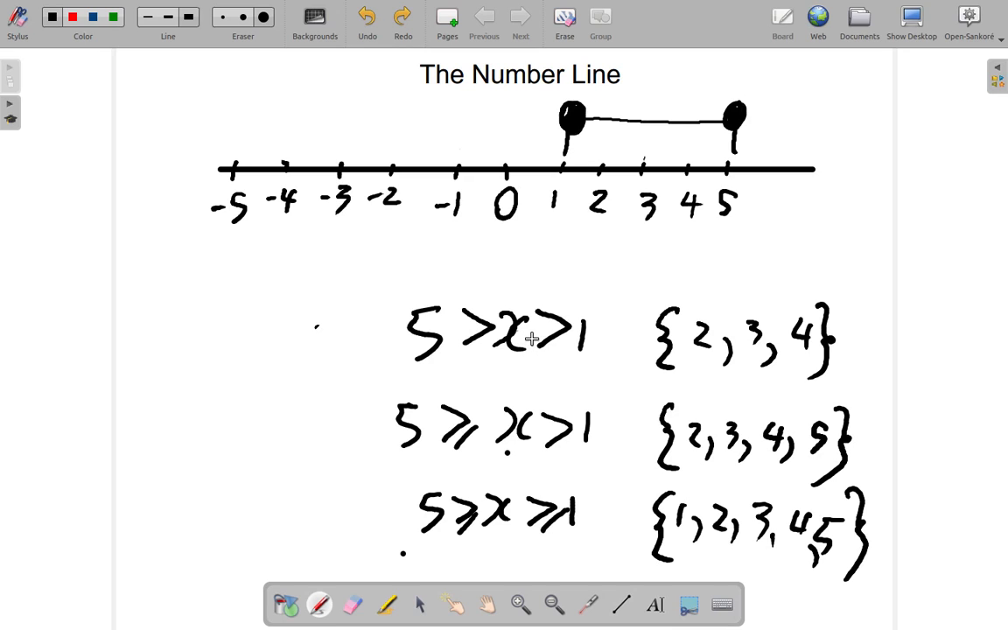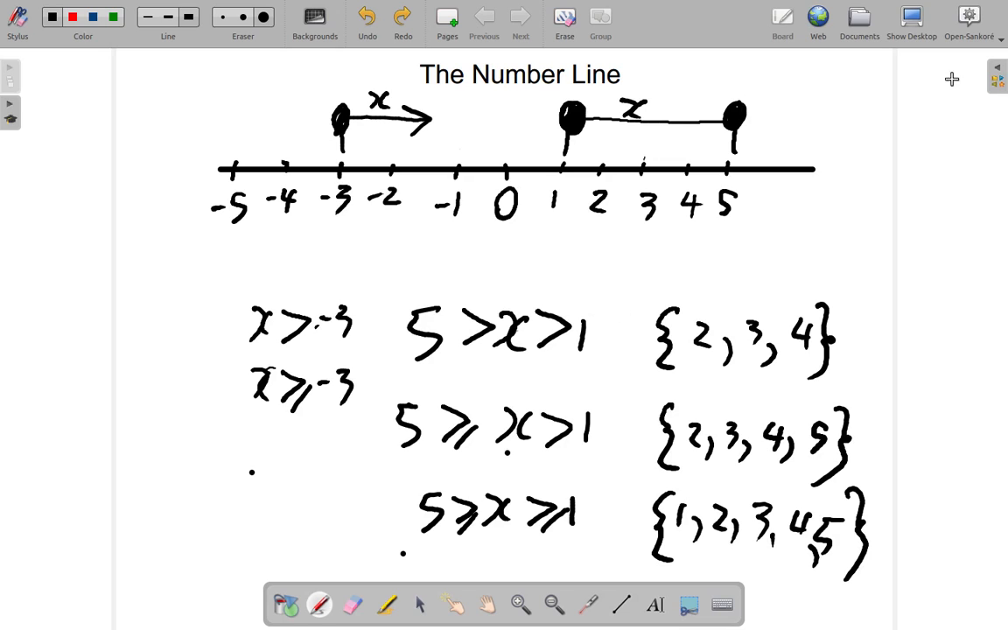Alright? If I say x is greater than negative 3, then I'm starting from negative 3 onwards. If I say x is greater than or equal to negative 3, then I shade this circle. And these are the values of x. I didn't write the x there. These are values of x. Alright, so that is the range of values of x using the number line.